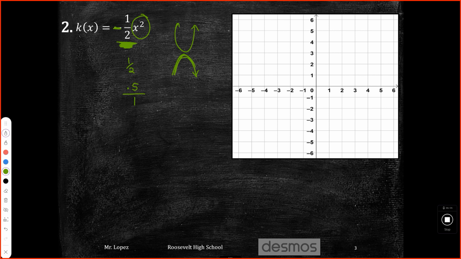So what we're going to do, and we know it's upside down, so you're going to go down 1/2 and over 1. So over to the side 1. When we graph this, it's still at the origin, and we're going to go down 1/2 and over 1. Down 1/2, over 1. So this really is a vertical shrink.